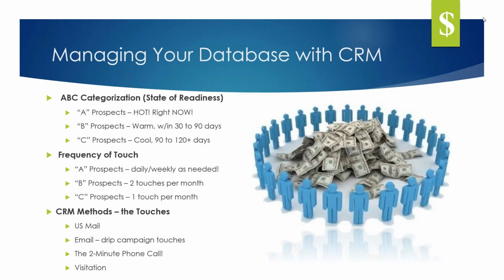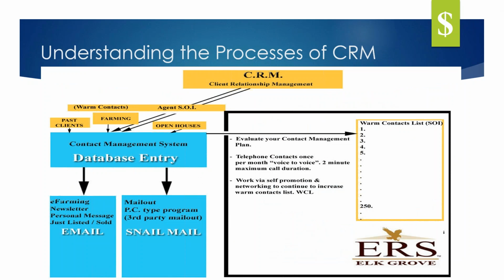There we go. Email or drip campaign touches, the 2-minute phone call, or direct visitation. These are your available touches, and like I said, you can probably think of maybe one or two more, but these are the primaries. So understanding the processes of CRM, I want you to understand the flow.